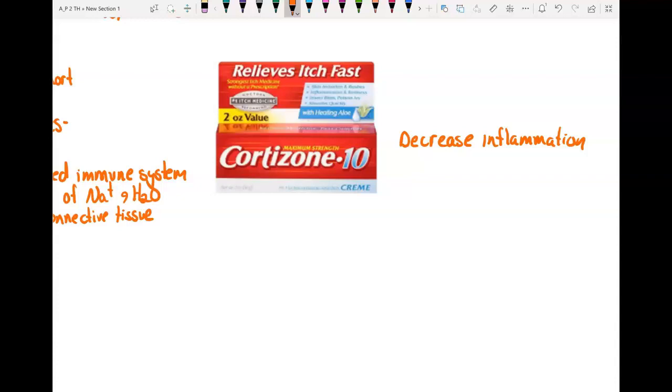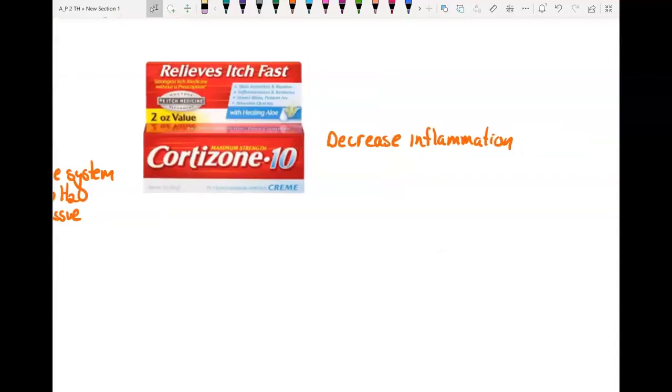So cortisone, like if you get this cream, or sometimes people will get cortisone shots into their joints if they have a lot of inflammation, like in their knee or their shoulder, they'll get a cortisone shot. That will actually decrease the inflammation. So when you're putting this on your poison ivy or your bug bites, you're mimicking that cortisol that you naturally have.